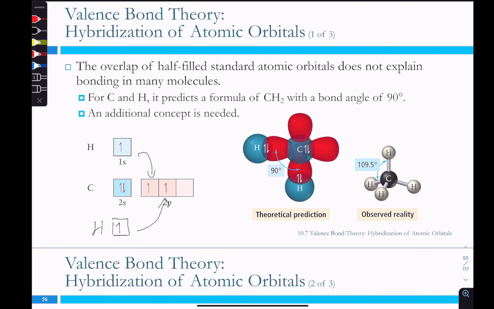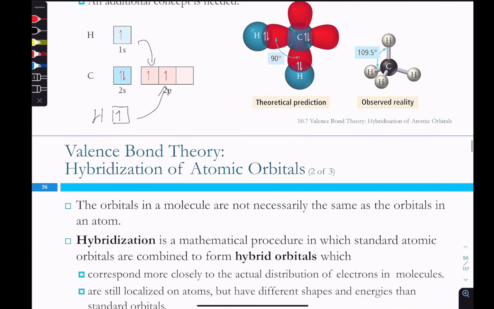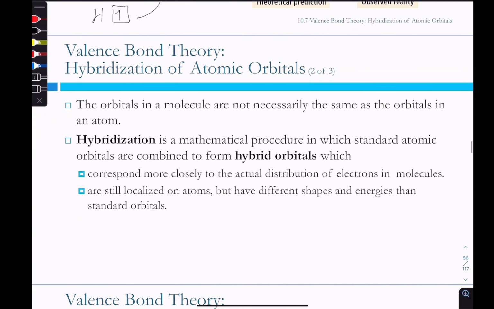So what's happening instead of just using these straight p orbitals, the straight atomic orbitals, is we get something called hybridization, where the orbitals shift in a way that actually becomes more energetically favorable when it interacts with other atoms or when it forms bonds. So they're still localized on atoms, but there are different shapes and energies than standard orbitals. So the standard p orbitals would be in, actually.